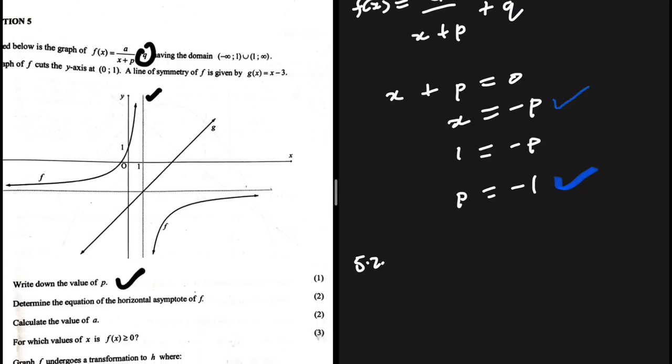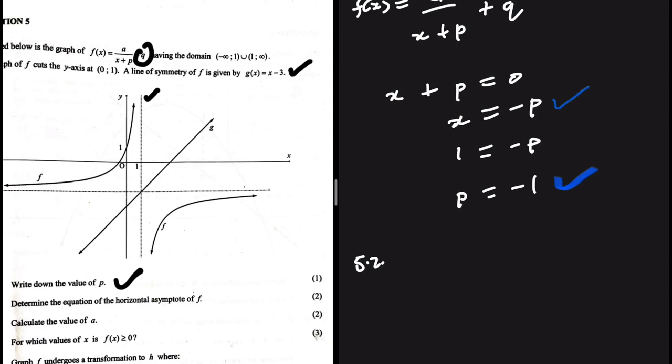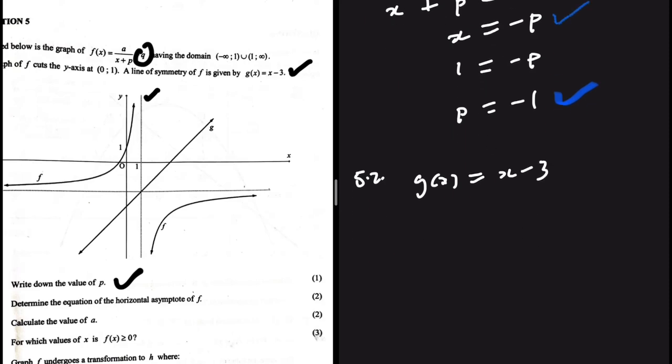So how are we going to do that? Well, we are going to use the equation of the line of symmetry. We know that g of x is equal to x minus 3. And our asymptotes, p and q, meet at not p but minus p, and q. Minus p and q. We know fully well that they meet right here at that point. They meet on the line of symmetry.